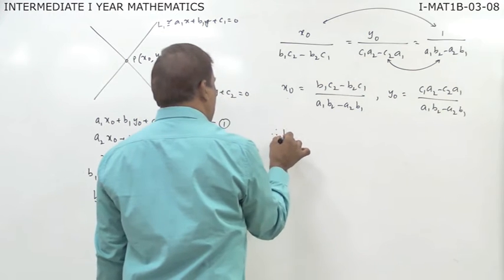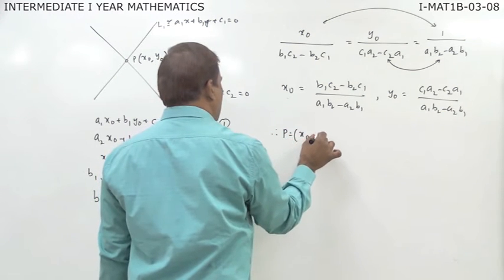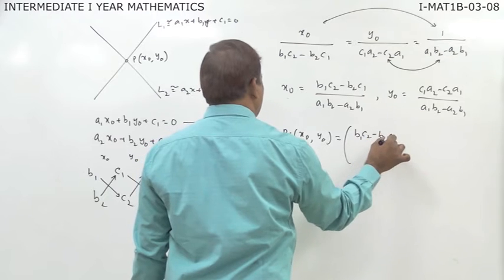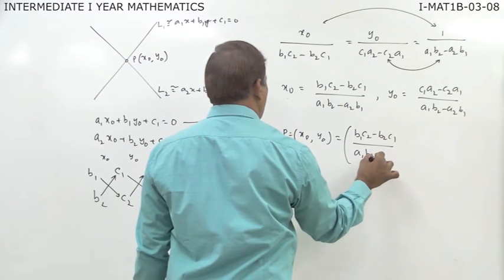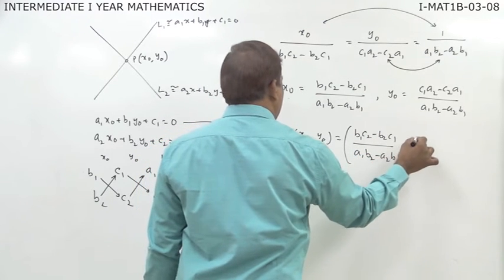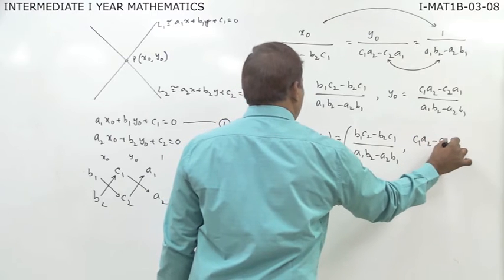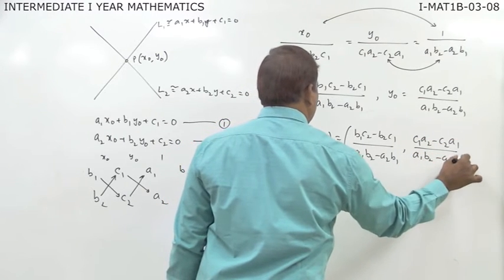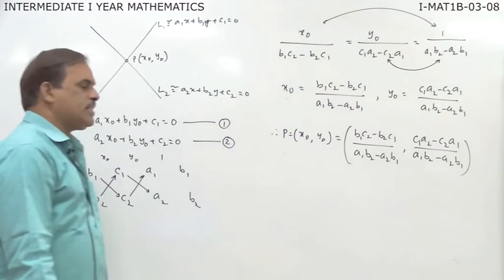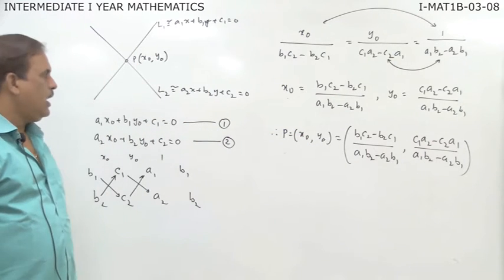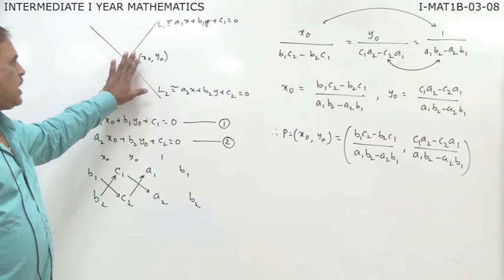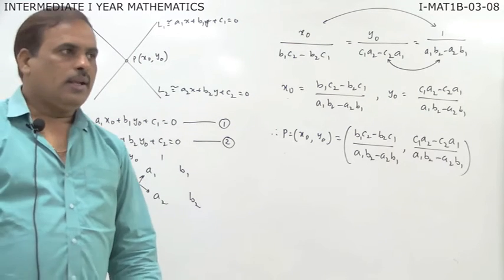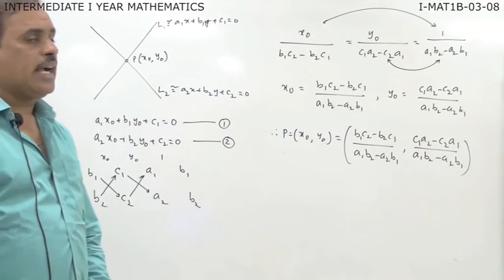Therefore, P is equal to x0, y0, which is b1 c2 minus b2 c1 by a1 b2 minus a2 b1, c1 a2 minus c2 a1 by a1 b2 minus a2 b1. This is how we find the point of intersection of the two straight lines. Okay. So this theorem is not that important, so it is enough to learn it like this. Next, we'll see the condition for the concurrency of three lines.